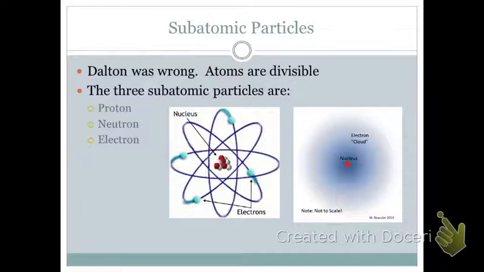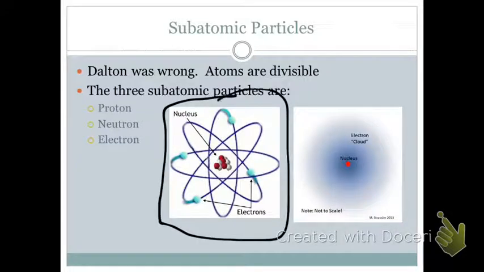Now, you know, I hope, that Dalton was wrong. Atoms are divisible. There are 3 subatomic particles that we know about today: protons, neutrons, and electrons. And I put these 2 pictures on here for a reason. This was Bohr's atomic model. And while Bohr's atomic model is very helpful in describing some of the properties of the atom that we know about, it's not correct today.